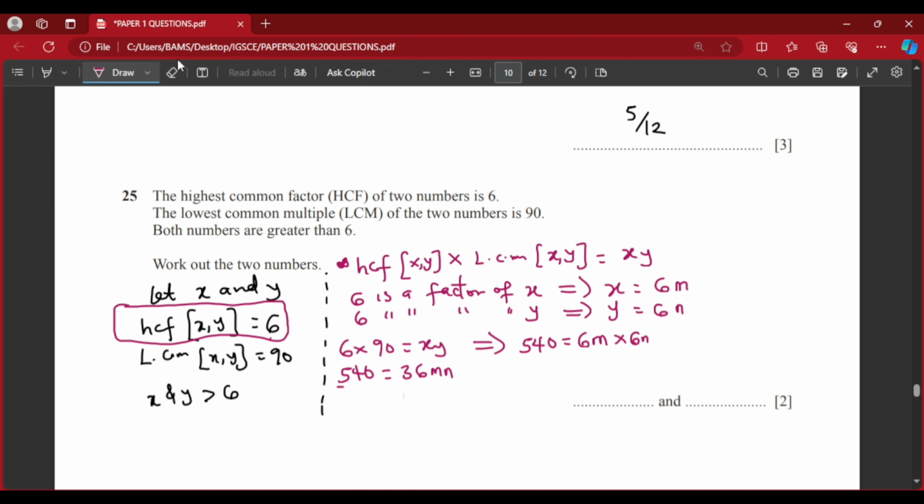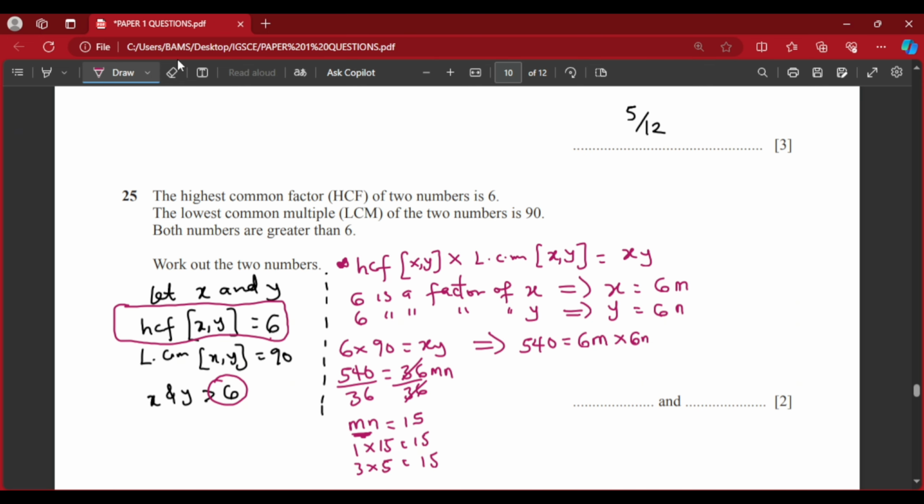So divide both sides by 36. 36 cancels 36. So 36 in 540, if you press your calculator, you should get 15. So mn is equal to 15. Now, we know that the values of x and y are greater than 6, right? Have that in mind. What are the two numbers I can multiply to get 15? I do 1 times 15 to get 15, right? Or I do 3 times 5 to get 15, right?